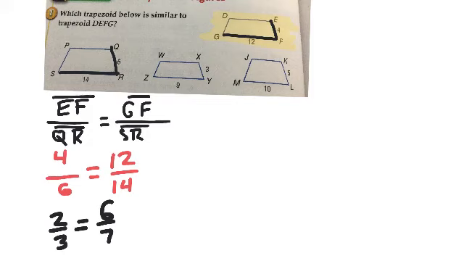Okay. So do those two fractions reduce to the same thing? No. So that means that those side lengths are not proportional because they didn't reduce to be the same fraction. And again, if you think about cross multiplying, 2 times 7 is 14. 3 times 6 is 18. Does 14 equal 18? No. So I know then that PQRS is not the trapezoid that is similar.